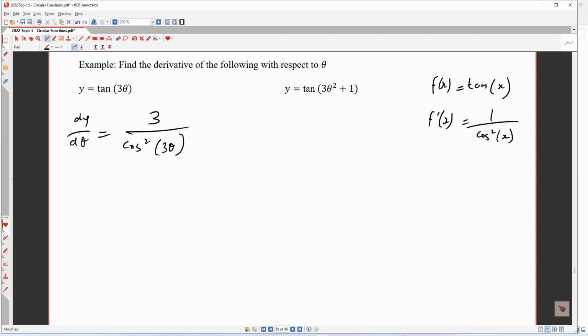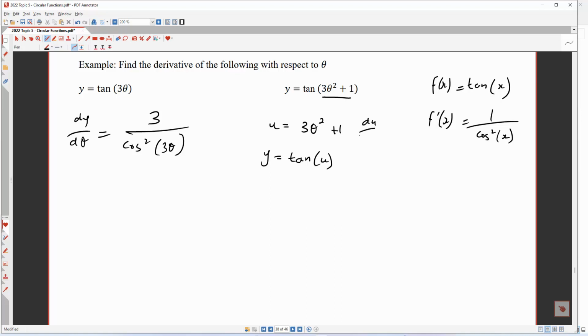So dy d theta is this one here. This is an interesting one. How are we going to do this? I'm going to check this one out using the chain rule. So I'm going to go u equals 3 theta squared plus 1, where y is the tan of u.